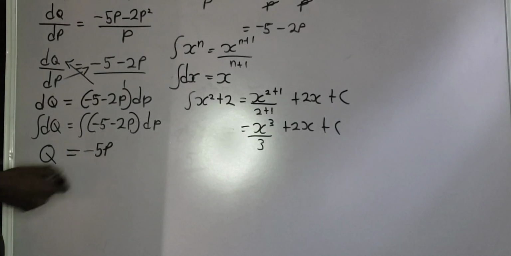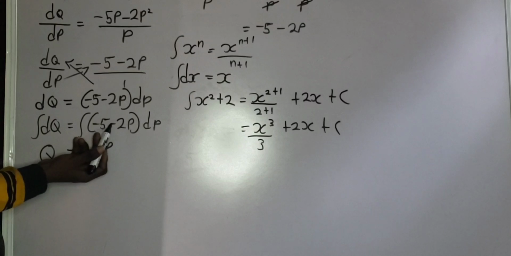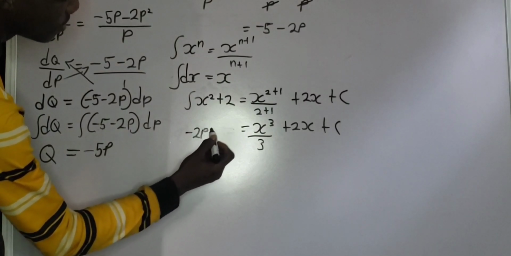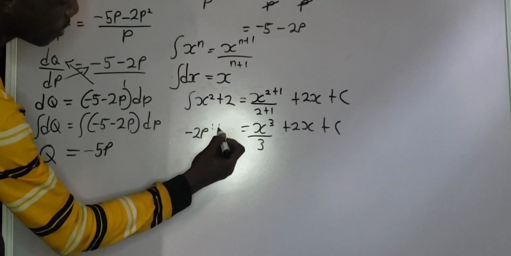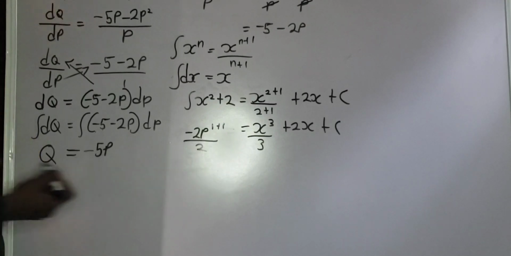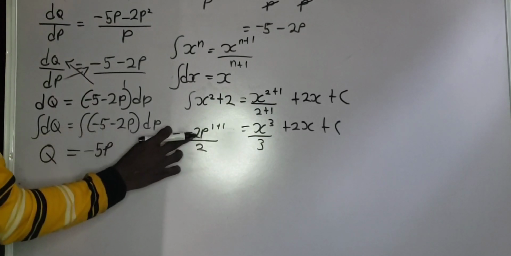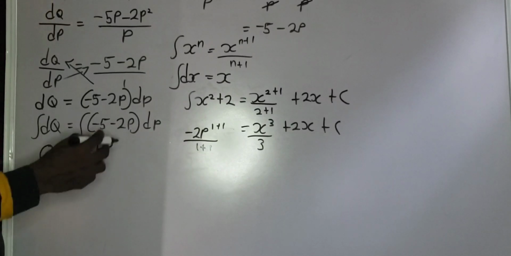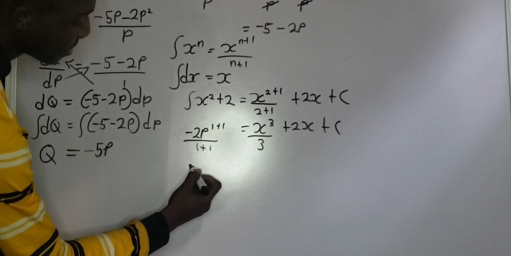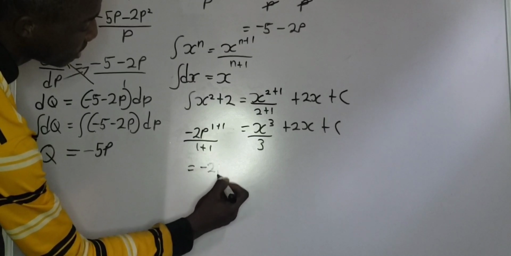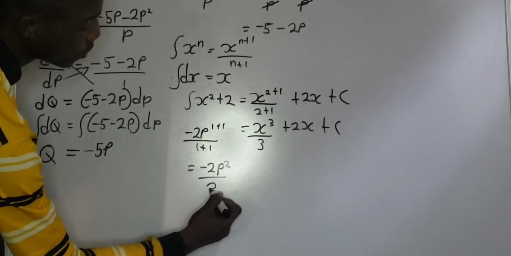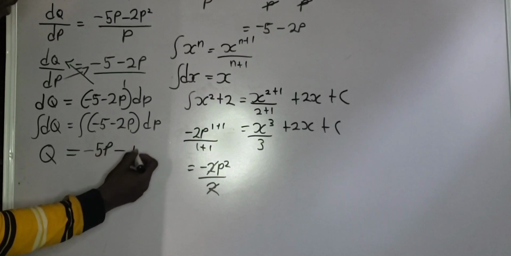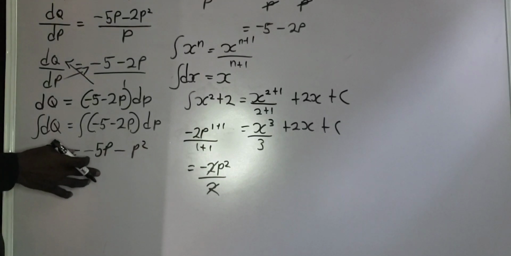Okay, negative 5p. If you integrate negative 2p, the power will gain 1. I'm going to have 1 plus 1 all over 2. Do you understand? So negative 2p over 1 plus 1. Let me do it step by step. So for this, I'm going to have negative 2p squared all over 2. So this 2 will cancel this 2. So I'm left with what? Negative p squared. Please, do you understand it to this point?